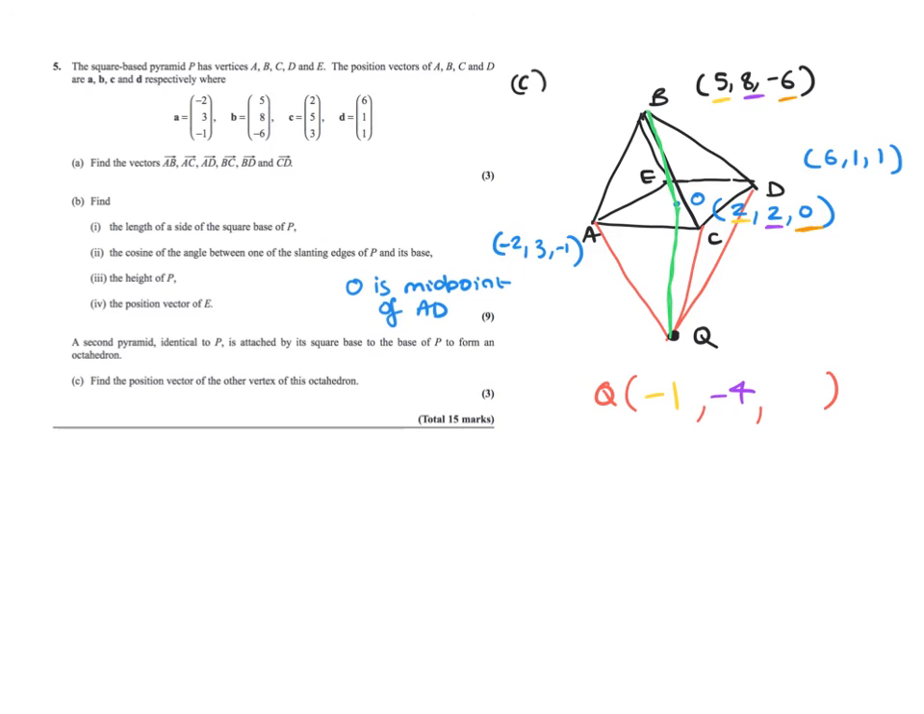Remember, the visual I've sketched here is not a representation of the exact position of this object. You cannot sketch 3-dimensional space very easily, so this could be rotated in any direction. So -1, -4 and 6, those are the coordinates of this other point, and we need to give the position vector, so we simply write it as -1, -4 and 6.